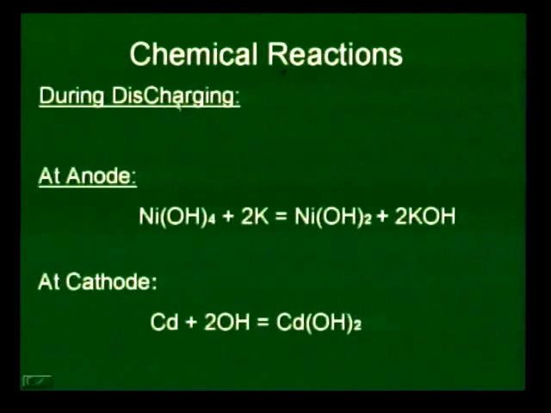During discharging, the chemical reactions taking place are: at anode, Ni(OH)4 combines with 2 potassium ions and gives rise to Ni(OH)2 plus 2 KOH. At cathode, the cadmium combines with 2 OH ions of the electrolyte and gives rise to Cd(OH)2.